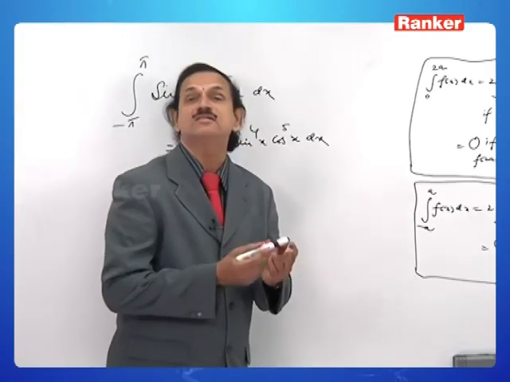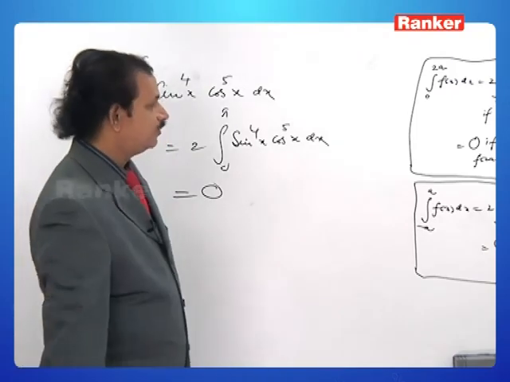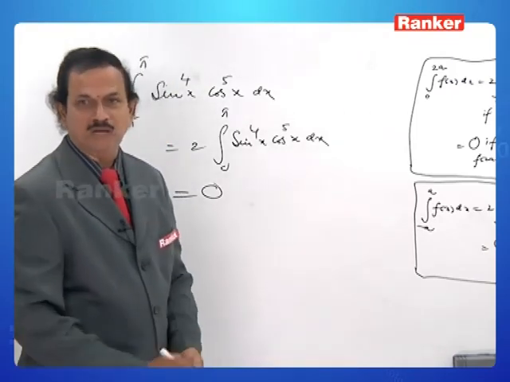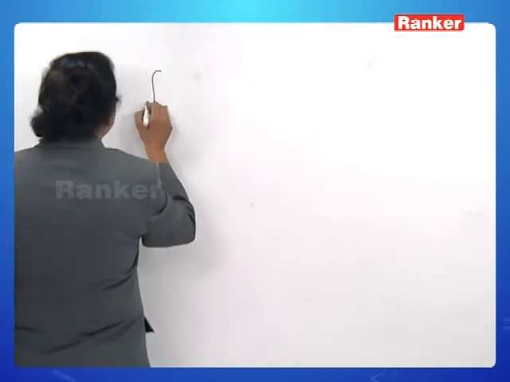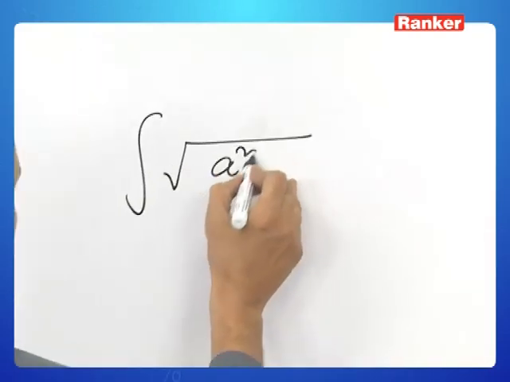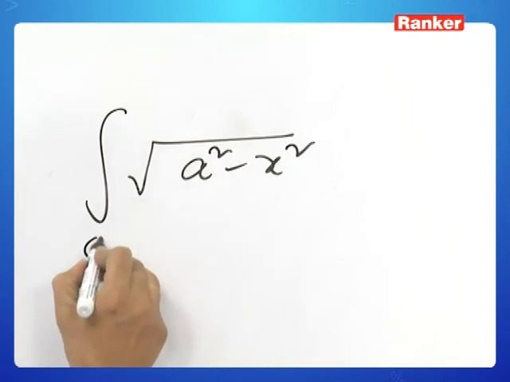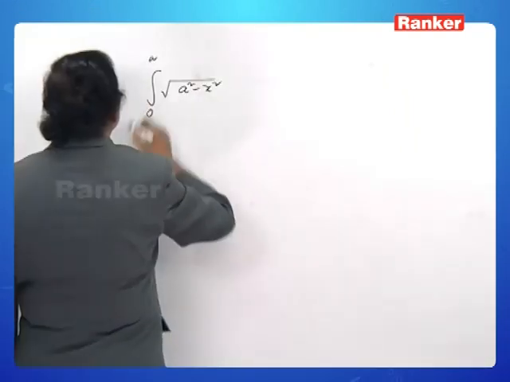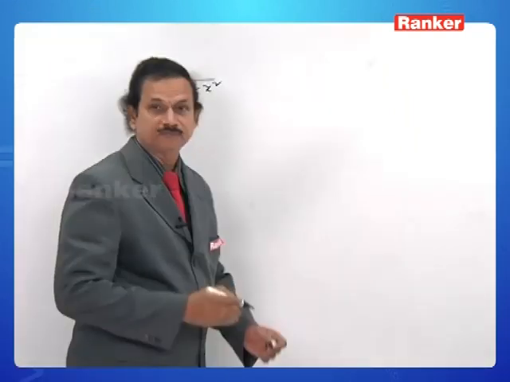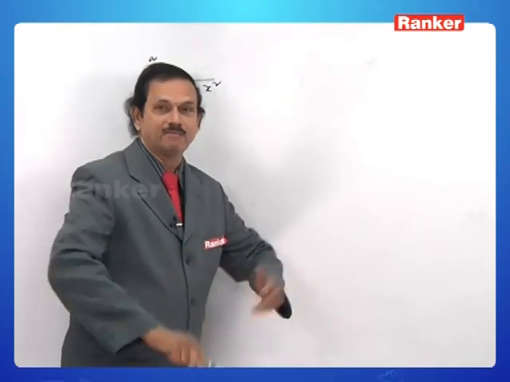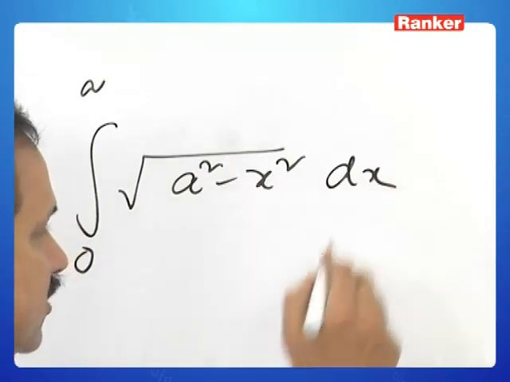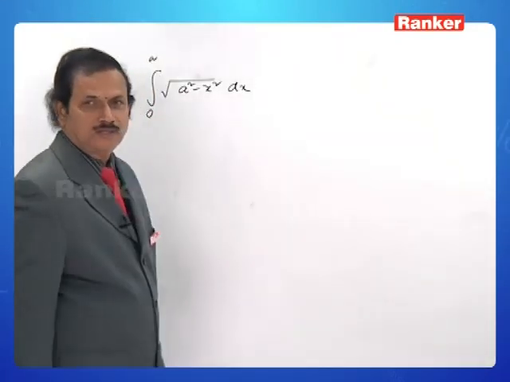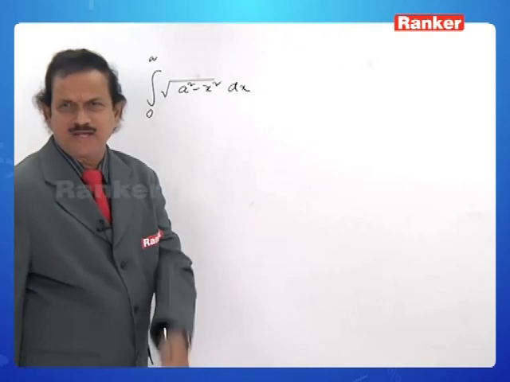Like that, we can make use of that formula. Next one. One more. Integral of root of a square minus x square between the limits 0 to a. What happens? dx. It is one of the standard results. a square pi by 4, something like that it will be coming.